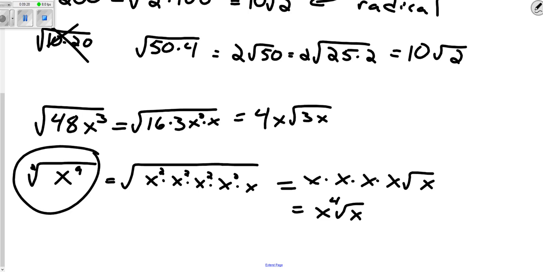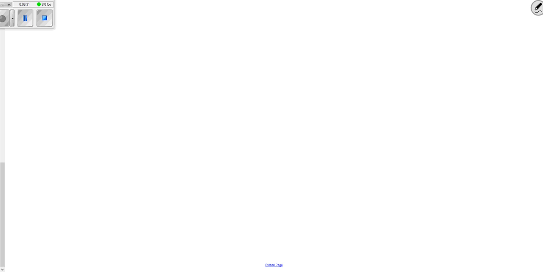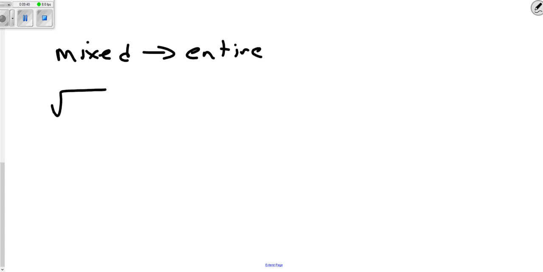What if we wanted to go the opposite now? What if we wanted to go from a mixed radical to an entire radical? So let's say I have something like 7 root 2. It would look like this. You took the square root of 49 to bring out the 7, right? So what's 7 squared? 49. Times it by 2. That's going to be root 98.